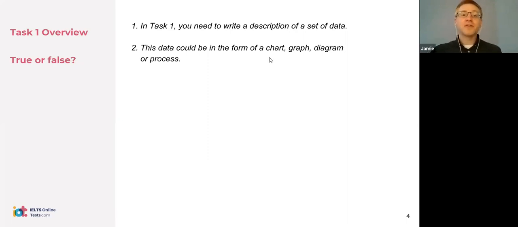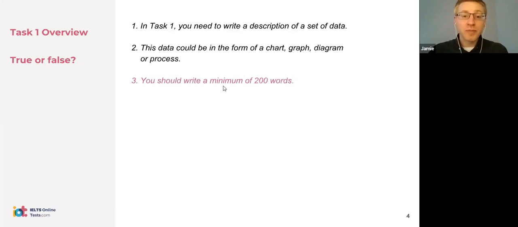For number three, you should write a minimum of 200 words. This was false, as you identified. It should be 150 words minimum. You won't be penalized if you write more than 150 words, but bear in mind that task 2 is worth twice as many marks as task 1. So you should focus most of your time and most of your word count on answering task 2 rather than task 1, which brings us to statement number 4.